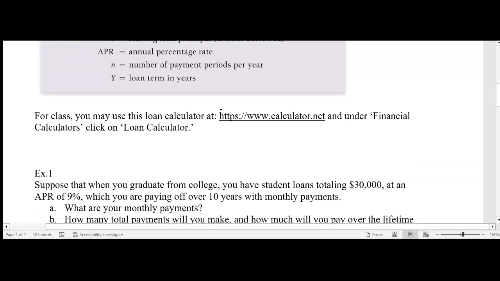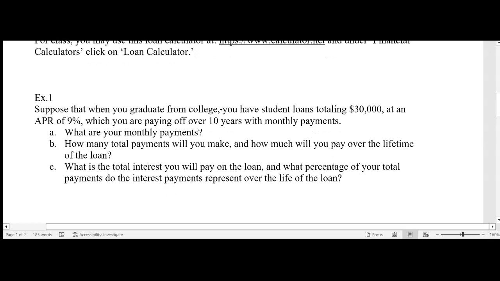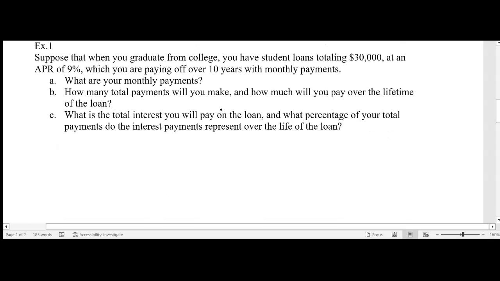However, we are not going to be using this formula for this particular section. Instead, for this class, you can use this loan calculator at calculator.net. What you'll do is go under Financial Calculators and click on Loan Calculator. I'm going to go to that website today and show you how to apply that with the next problem. With example 1, this is where we'll start.